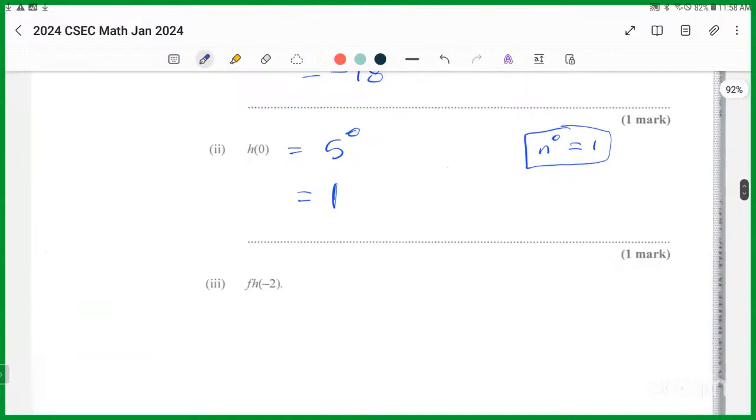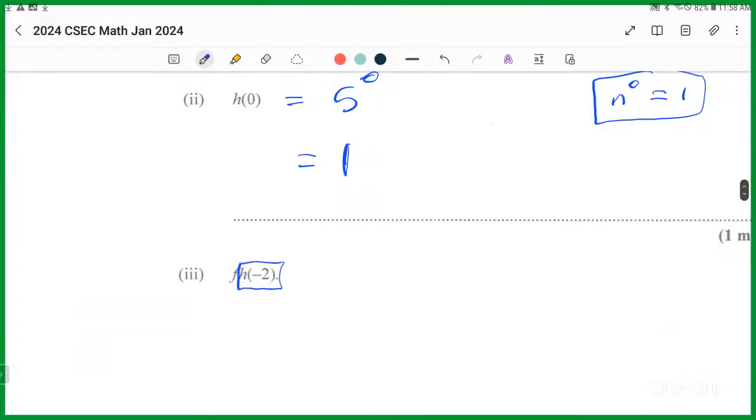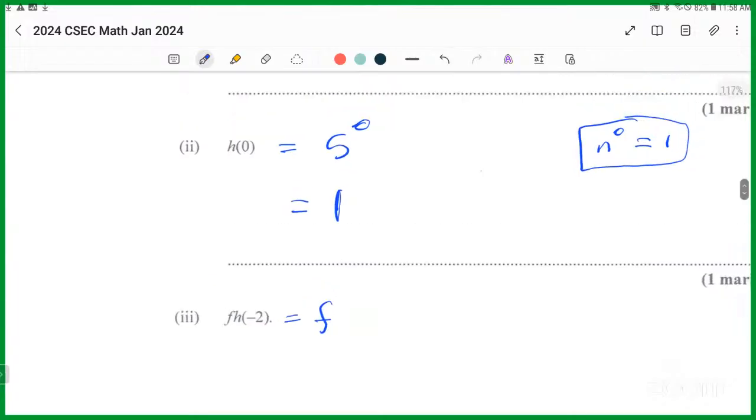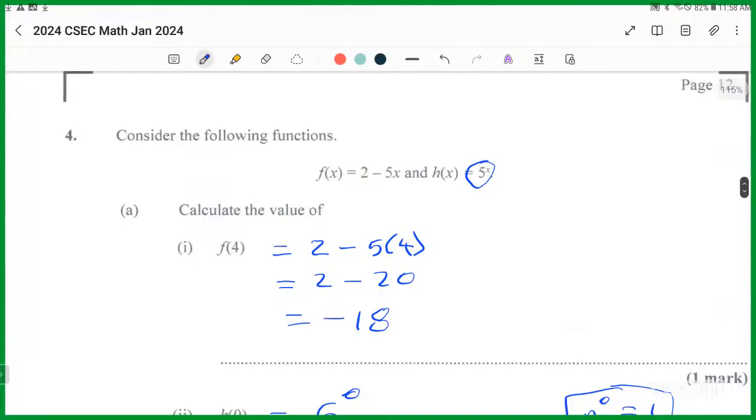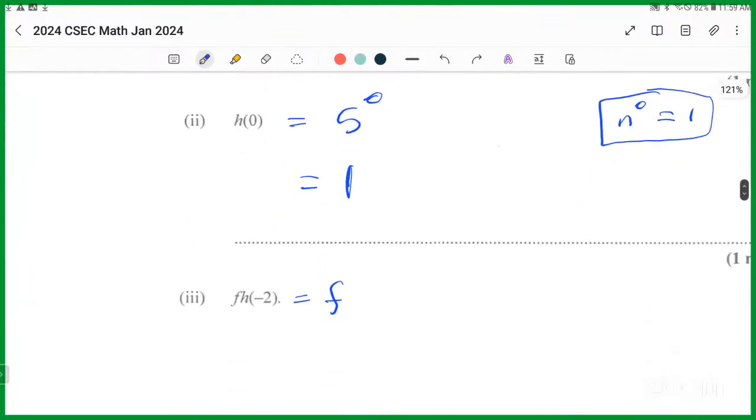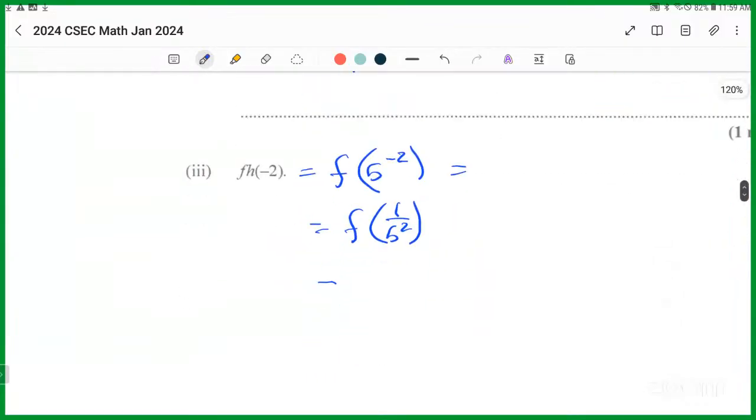Next question: f of h of negative 2. Remember, f of h of negative 2 means we put the negative 2 in the h function first. Remember, h is 5 to the x, so that becomes 5 to the negative 2. Now, 5 to the negative 2 is like 1 over 5 squared. That's what the negative power means: it's a reciprocal. So this is actually f of 1 over 5 squared, which then becomes f of 1 over 25, since 5 squared is 25.